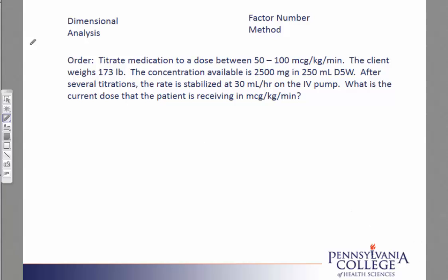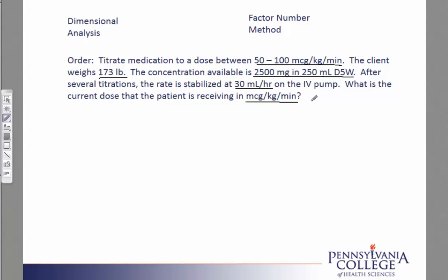In this problem, we are told to titrate a medication to a dose between 50 and 100 micrograms per kilogram per minute. The client weighs 173 pounds. The concentration available is 2,500 milligrams in 250 milliliters. After several titrations, the rate is stabilized at 30 milliliters per hour on the IV pump. The question then is, what is the current dose that the patient is receiving in micrograms per kilogram per minute?